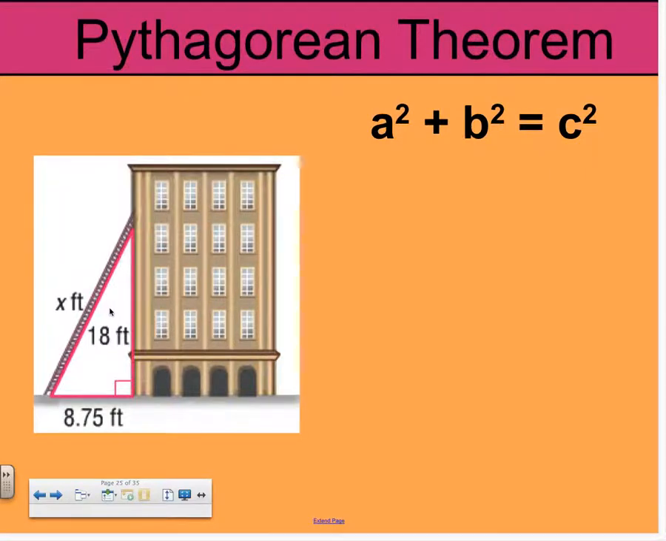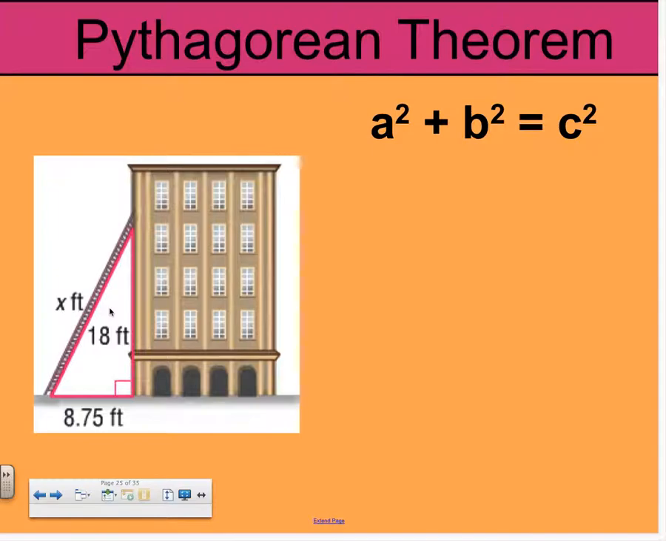In a previous lesson, we learned about the Pythagorean theorem. We learned that a squared plus b squared equals c squared, and we learned how to find missing sides of a right triangle. We were also able to use the Pythagorean theorem to prove if a triangle was indeed a right triangle using the converse of the theorem. Today we are going to use the Pythagorean theorem to help us solve real-world situations.